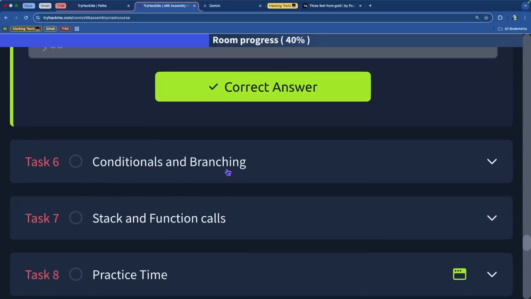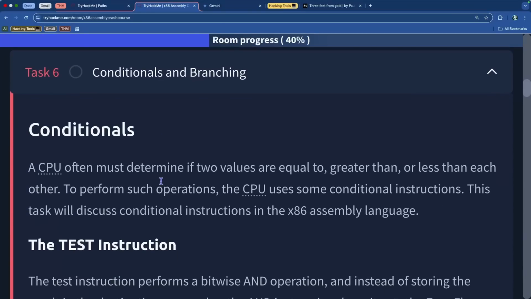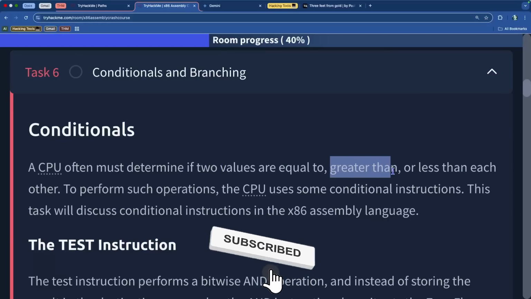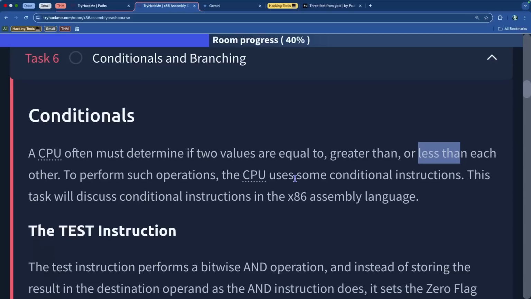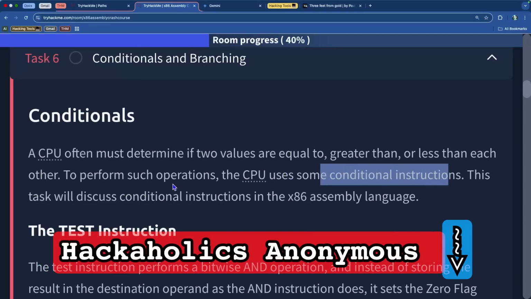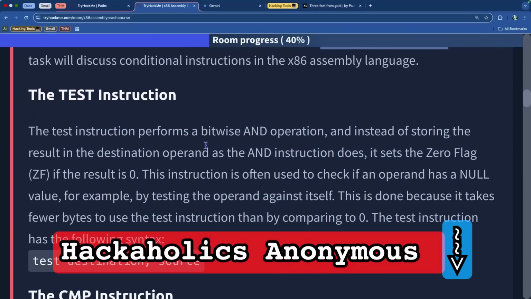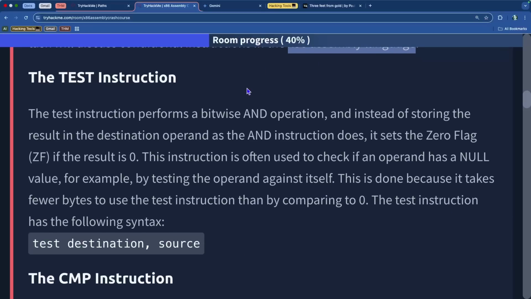So let's talk about conditionals and branching now. A lot of times the CPU has to determine if two values are equal to each other, if one is greater than the other, or if one is less than the other. And to perform these things, it uses conditional instructions. And we're going to be talking about those instructions in x86 assembly language specifically.